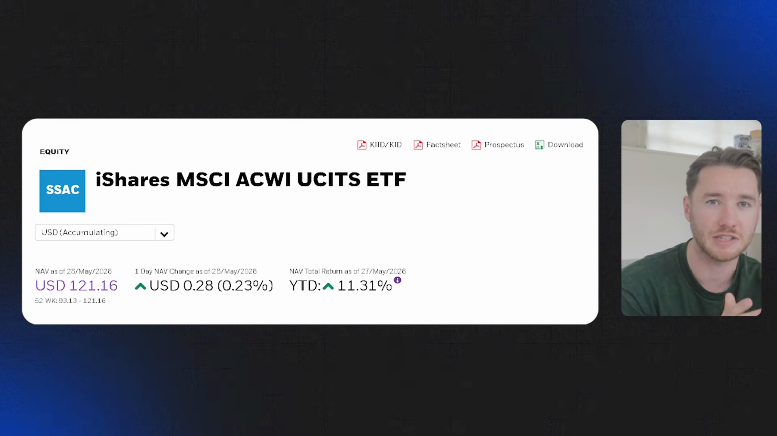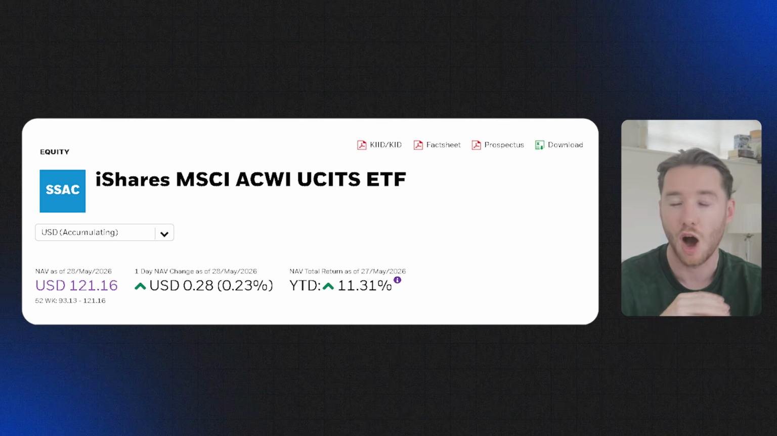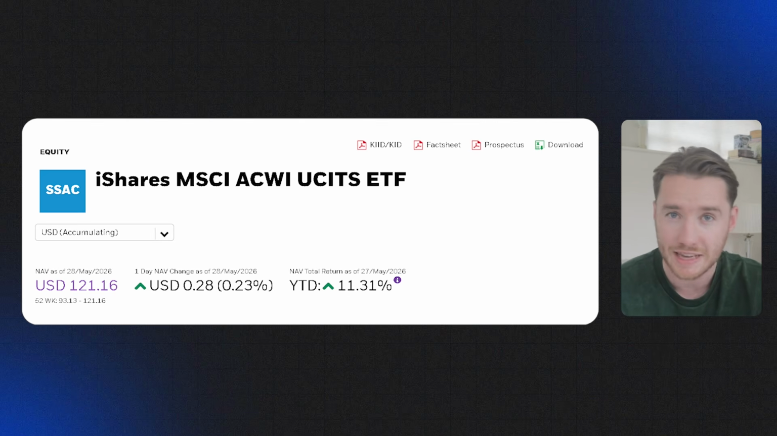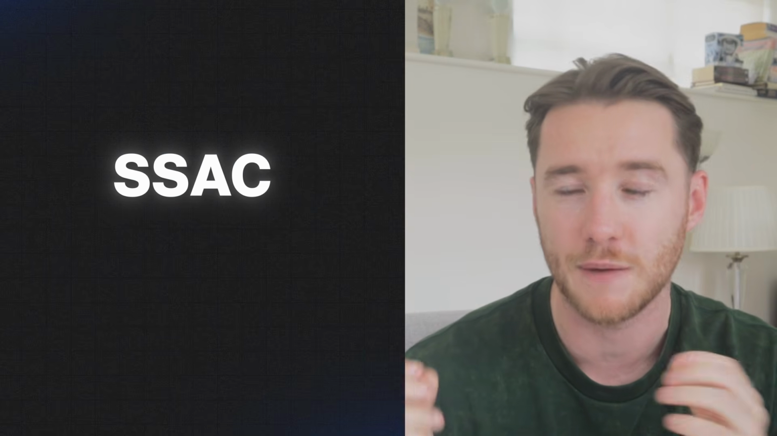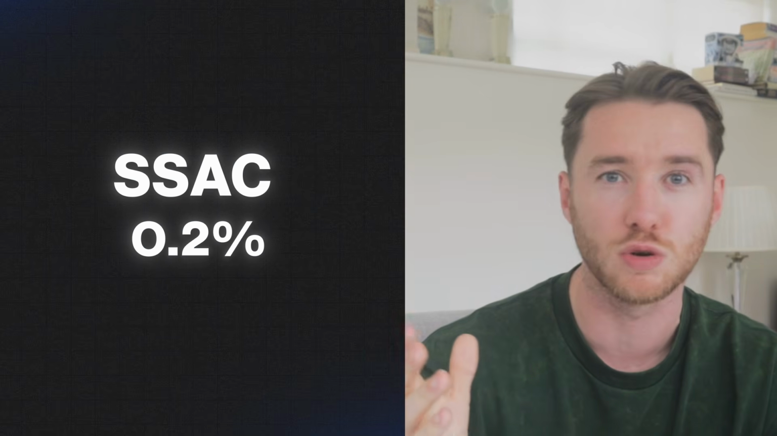Now for the largest asset manager, BlackRock, and through iShares, they also offer a global ETF. This ETF tracks the same underlying index as the previous ACWI ETF, the MSCI All Country World Index. iShares ticker symbol for their ETF is SSAC, and the headline ongoing charge figure is 0.2%, which is of course more expensive than the two previous examples.